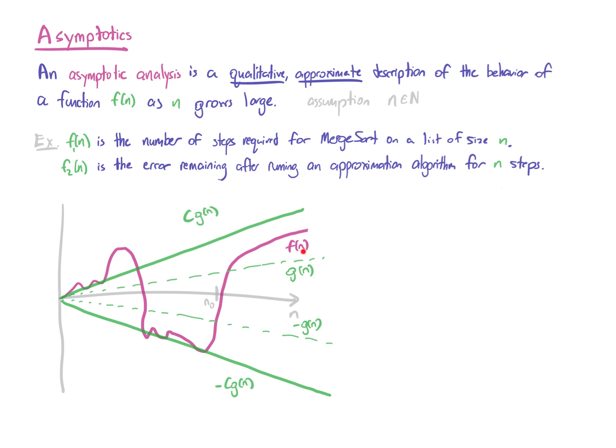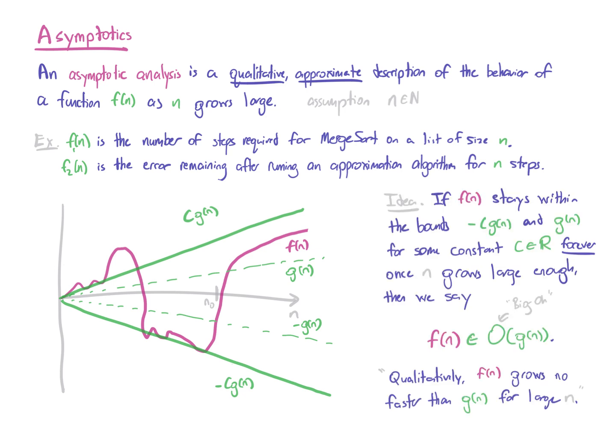So it's not the case that f of n is always less than g of n, but it is the case that if I multiply g by a constant and only assume that n is a pretty large number, bigger than whatever n naught is, then f of n will be contained in that larger green cone. So this motivates my mathematical idea here. If a function f of n stays within the bounds minus c times g of n and c times g of n for some constant c that can be any real number forever, if this is true forever and ever and ever, so I need this picture to kind of continue off into infinity.